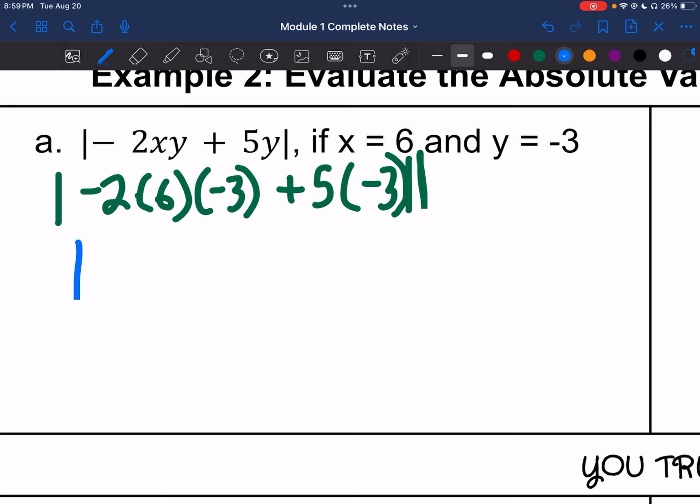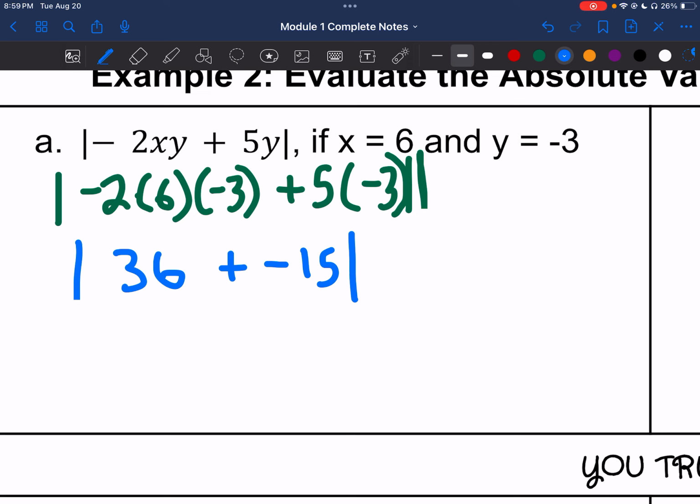Well, negative 2 times 6 is negative 12. Negative 12 times negative 3 is positive 36, because a negative times a negative will be positive. All right, so we have 36, and we're going to do plus 5 times negative 3, which is going to be negative 15, because a positive times a negative is negative, and we have the absolute value bars.